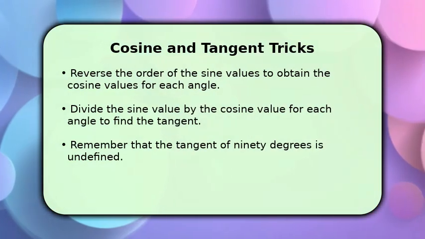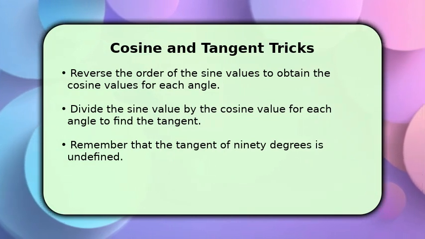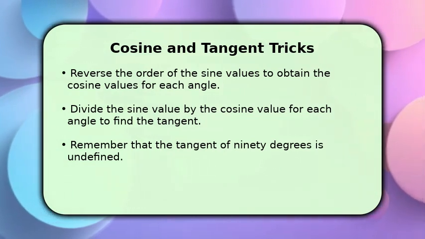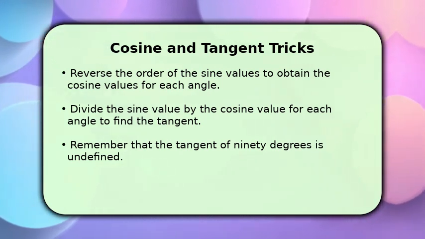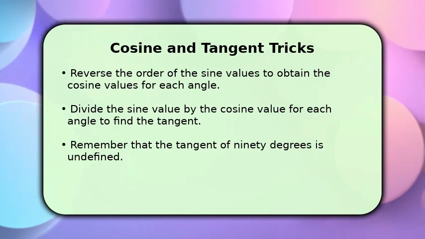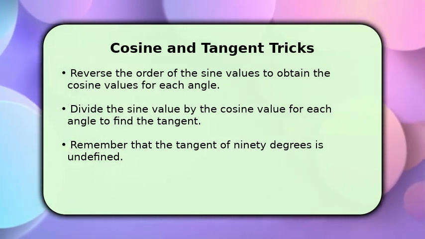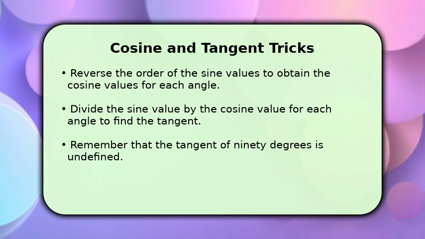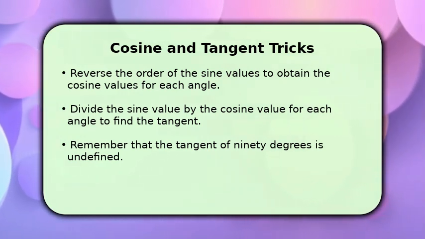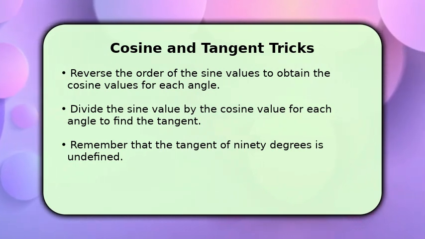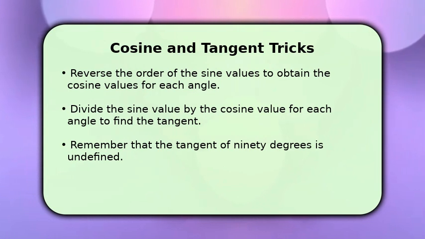Now, let's tackle cosine and tangent with some clever tricks. To find the cosine values, simply reverse the order of the sine values you just calculated. For tangent, divide the sine value by the cosine value for each corresponding angle. For example, tangent of 45 degrees is 1 divided by 1, which is 1. Just remember that the tangent of 90 degrees is undefined. These steps allow you to complete your trigonometry table efficiently and accurately.